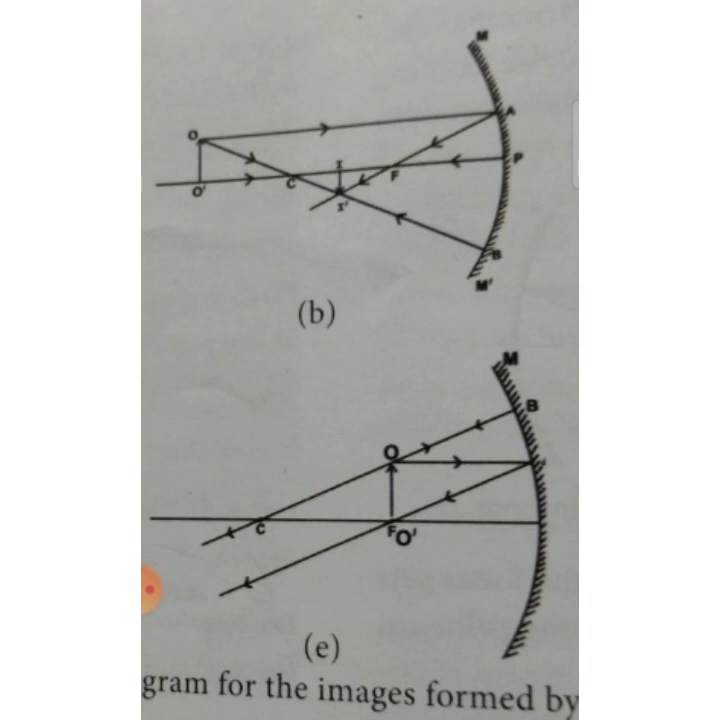What is the nature of the image? That is real, inverted and smaller than the object. You can see O dash is bigger and I dash is smaller.